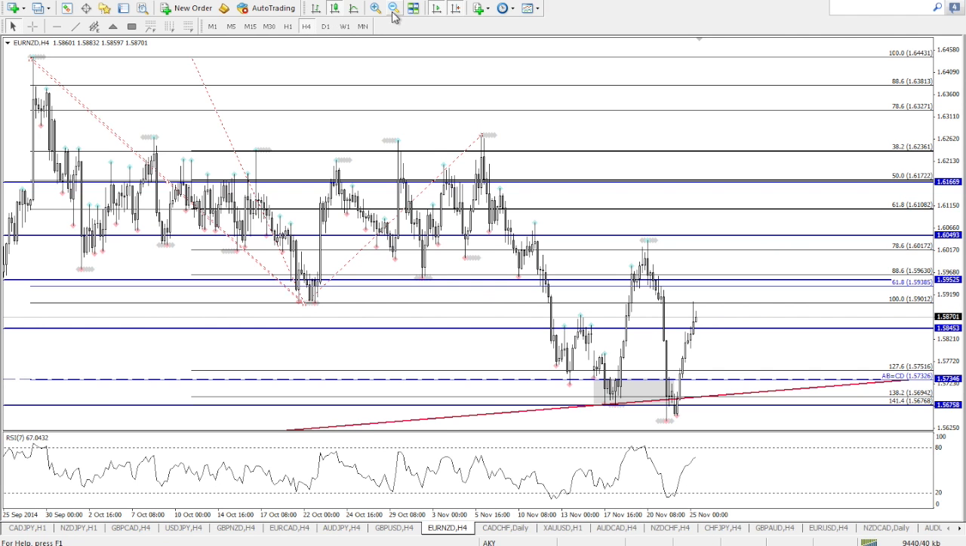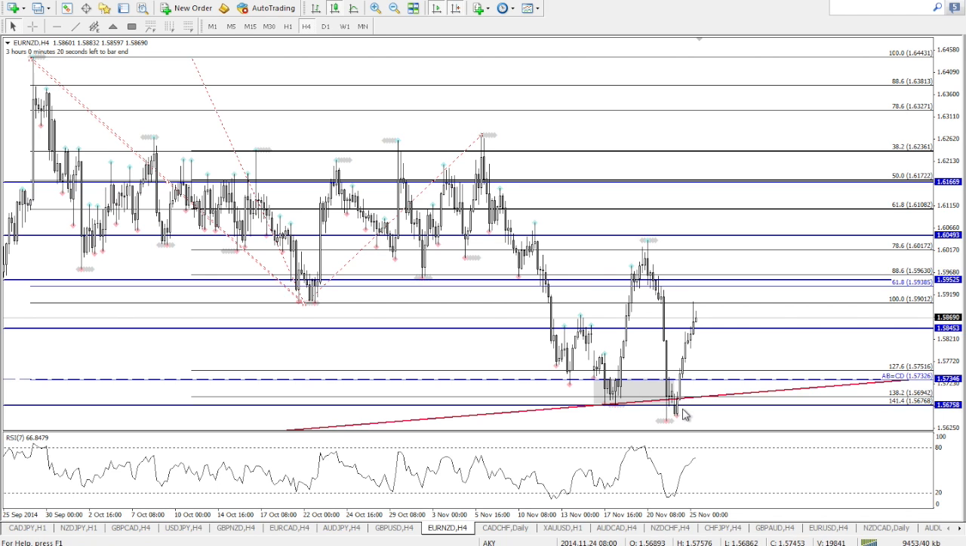If I zoom into the H4, this is the area that we are looking at, the 127.6 and AB equals CD, right? If you recall, just now I mentioned the Pound New Zealand, right? You can also look for a Fibonacci confluence of the 138.2 and 141.4 level, which is right here, right?